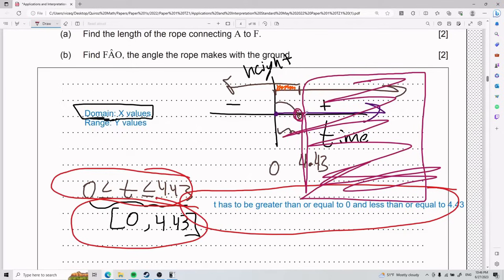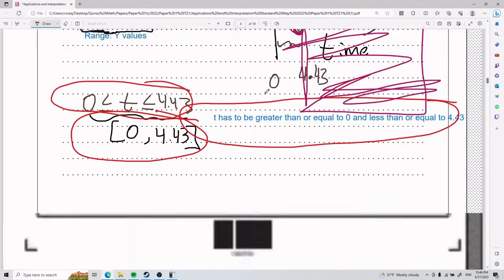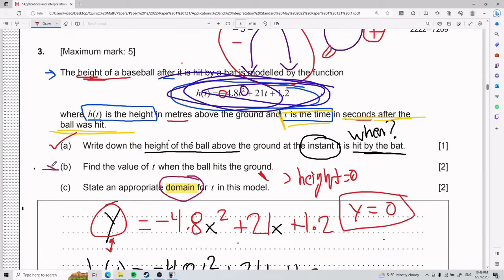Now, how did I figure out that this was 4.43? Well, it was from part B. So the sort of hint or idea that I want you to start getting in your head is that what you do from part A can help you with part B, and what you do from part B can help you with part C.